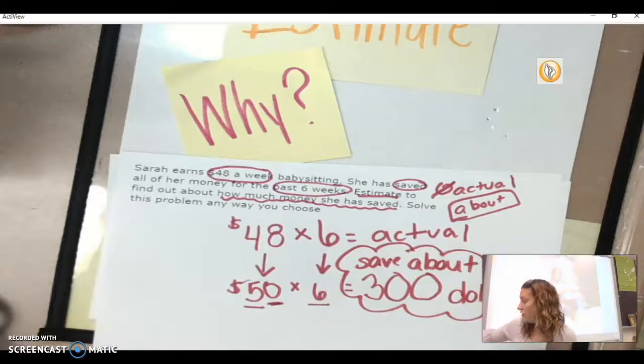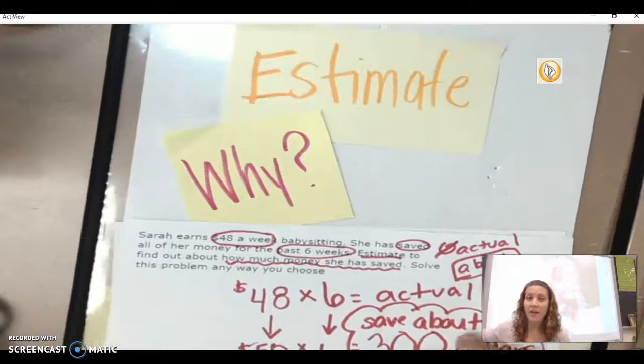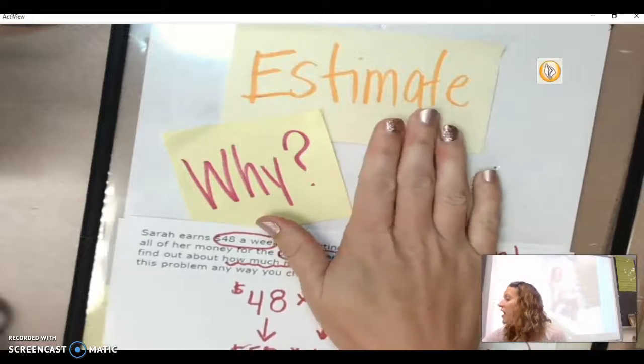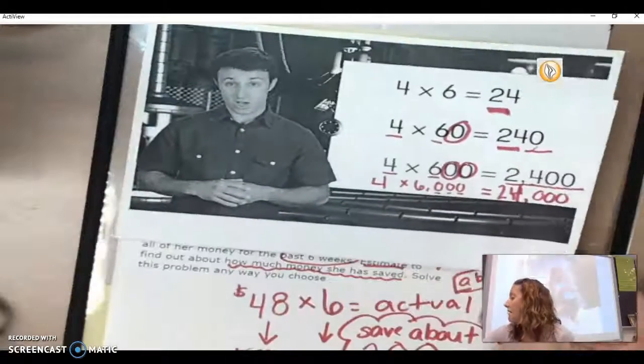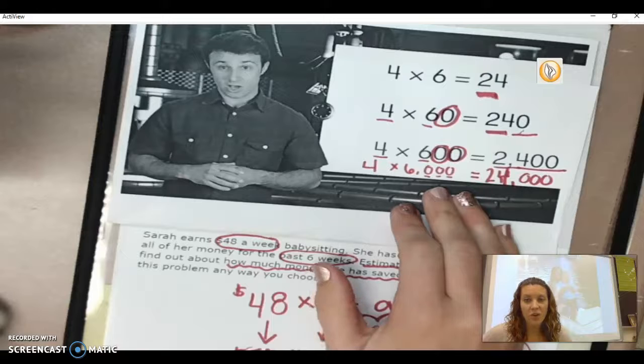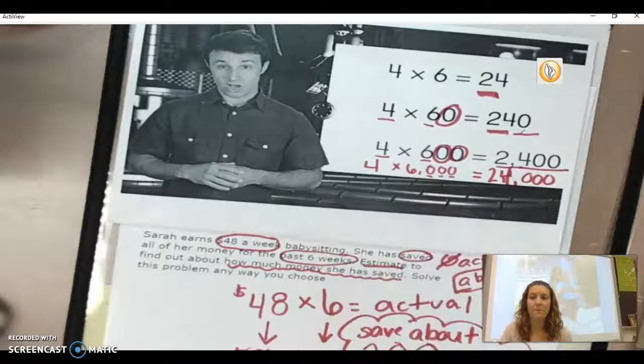Okay, mathematicians, you're going to be using your knowledge of estimation today, as well as your knowledge of multiplying by factors of 10 in order to solve a real-world problem. Good luck.